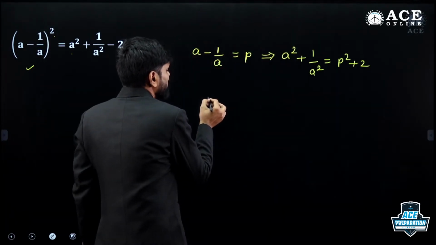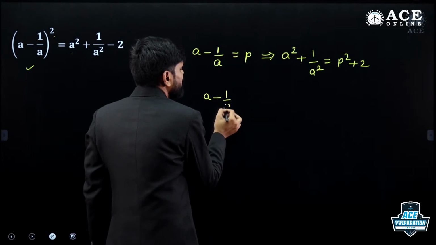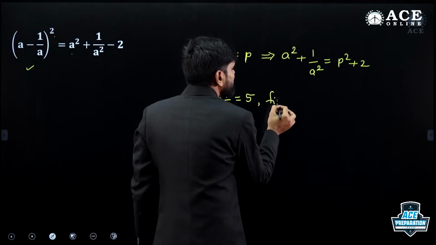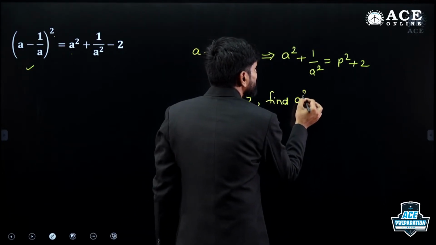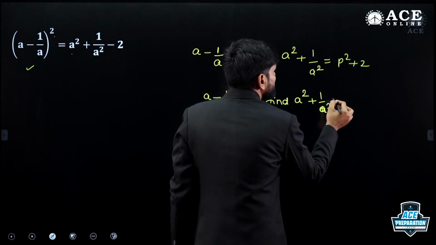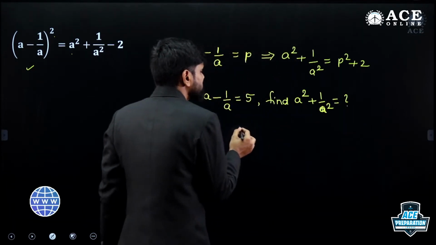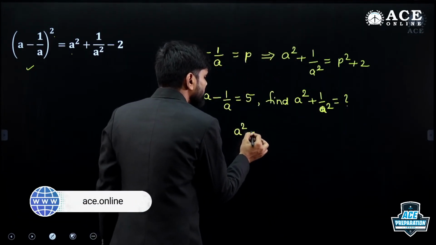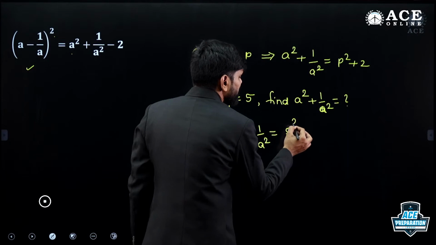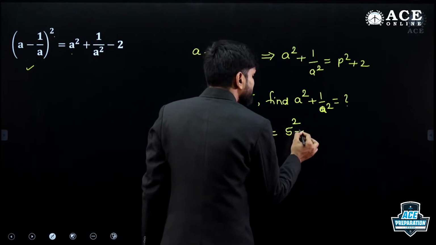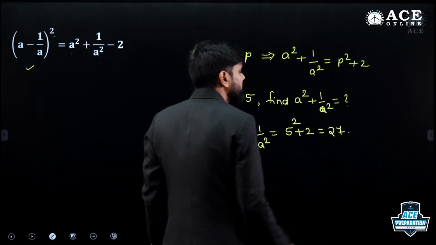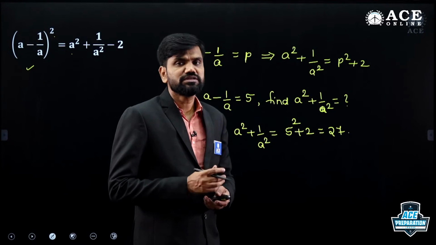Say for example you have a problem like this. If a minus 1 by a is equal to 5, find a square plus 1 by a square, they say. A square plus 1 by a square is equal to how much? I can simply say that a square plus 1 by a square must be equal to p square plus 2. In place of p I have 5. So that is 5 square plus 2. That will give you how much, dear? 27. Is this clear?